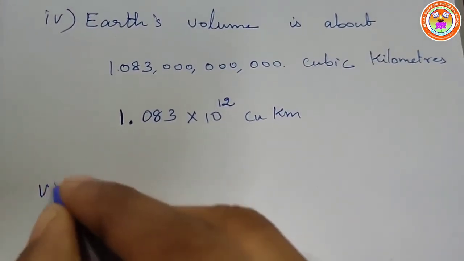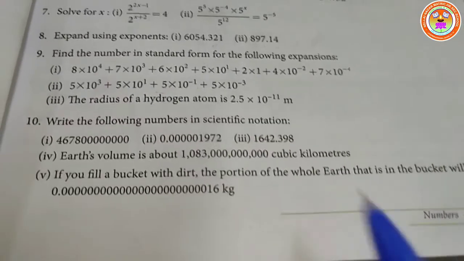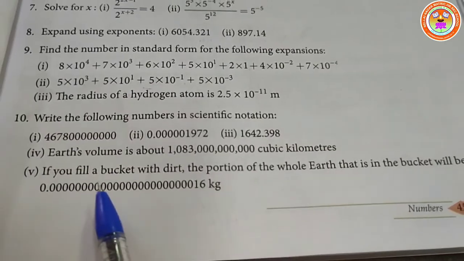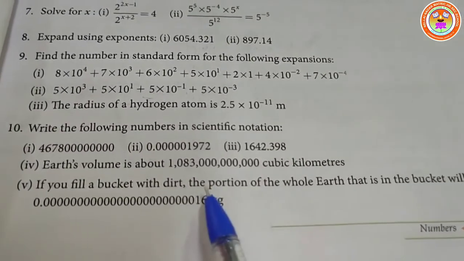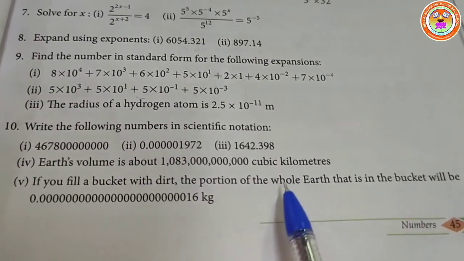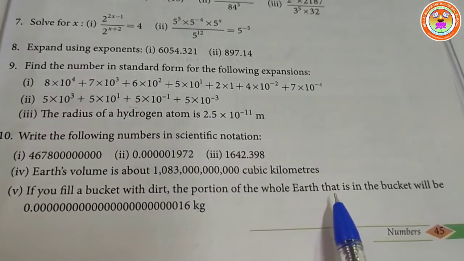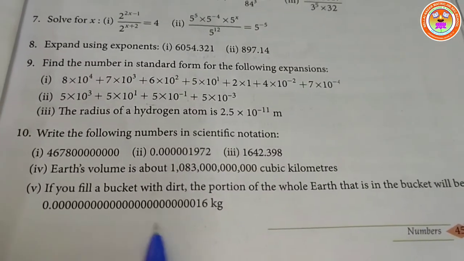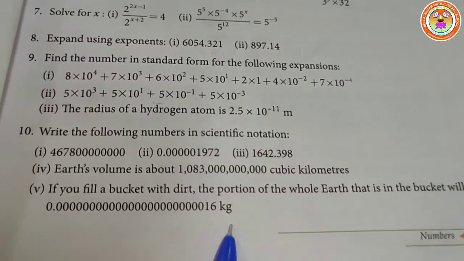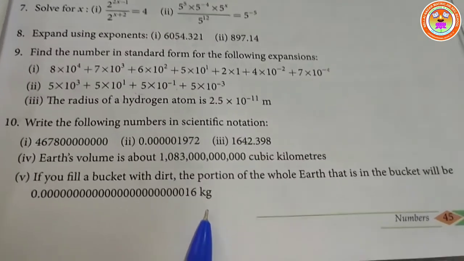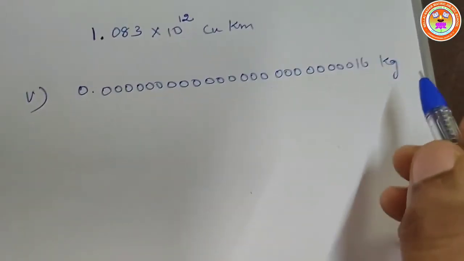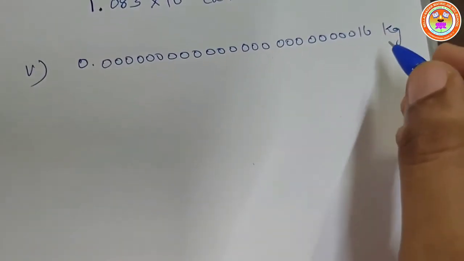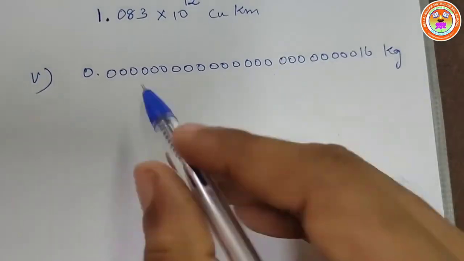Then the fifth and last sum, the last subdivision, is: if you fill a basket with dirt, the particles of the whole earth that would be in the basket. So this much kilogram of dust will be in the basket. So we can write it in scientific notation. You have to write this in scientific notation.